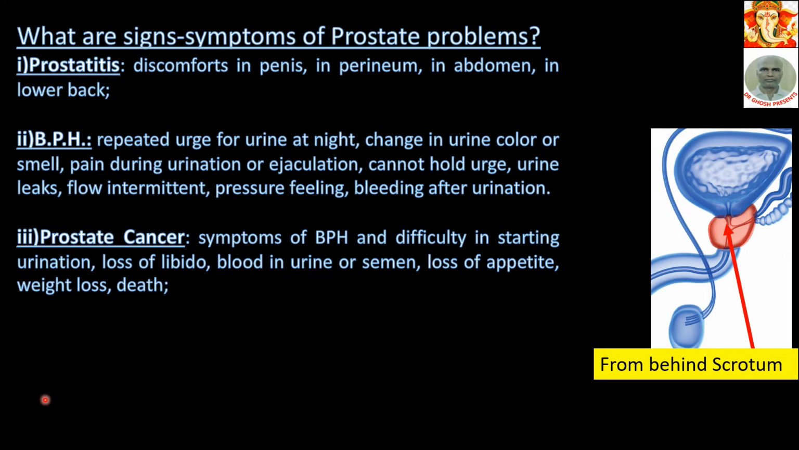What are signs and symptoms of prostate problem? Prostatitis: discomfort in penis, in perineum, in abdomen, in lower back. BPH: repeated urge for urine at night, change in urine color or smell, pain during urination or ejaculation, cannot hold urge, urine leaks, flow intermittent, pressure feeling, bleeding after urination. Number three, prostate cancer: symptoms of BPH, all symptoms may be there, and difficulty in starting urination, loss of libido, blood in urine or semen, loss of appetite, weight loss, finally death may come.